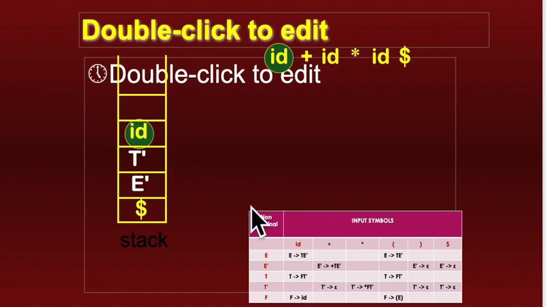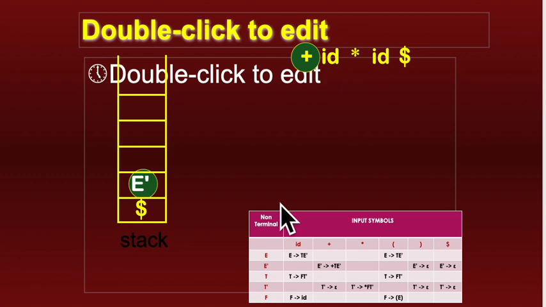Now when we have id on top of the stack and the input is the same, when the input and stack symbols are the same, we pop both the top of the stack and the input. Now both are popped. The top of the stack is T', and the input is plus. So look at the table, T' on plus. We have T' gives epsilon. So in place of T' you put epsilon, always replacing the left hand side by the right hand side, which means the top of the stack will be popped but not the input.